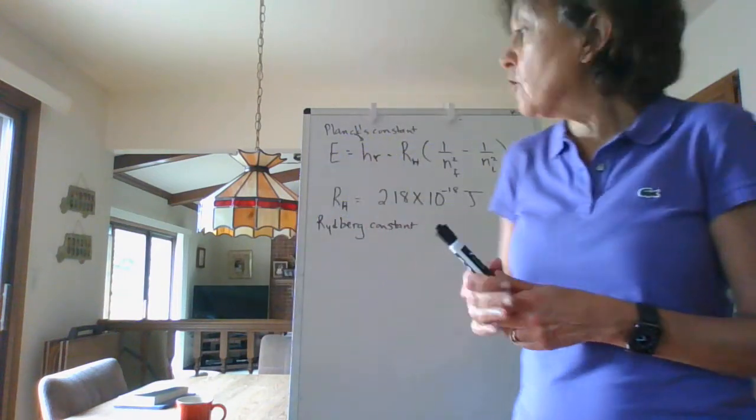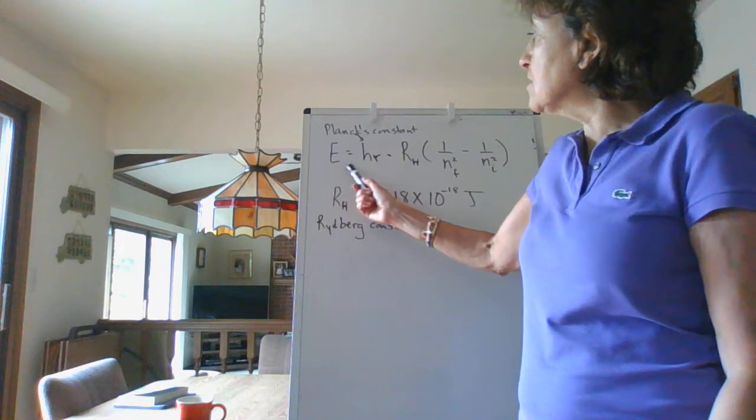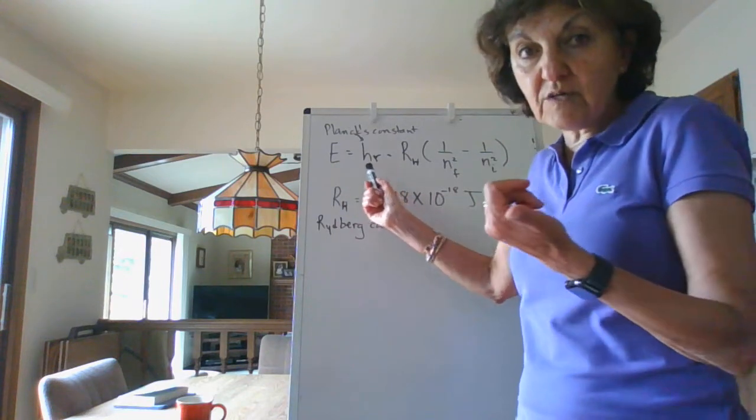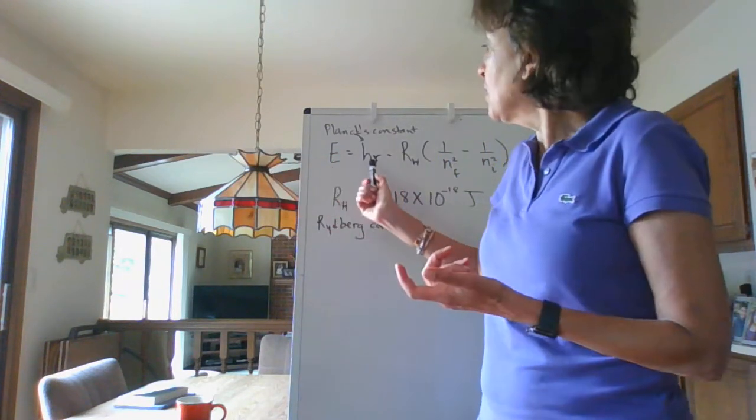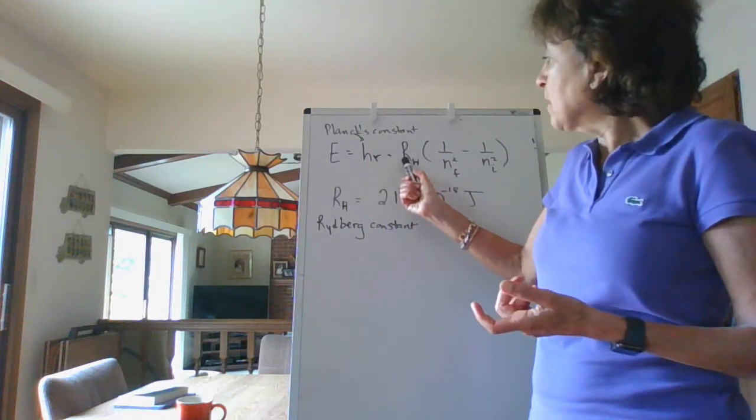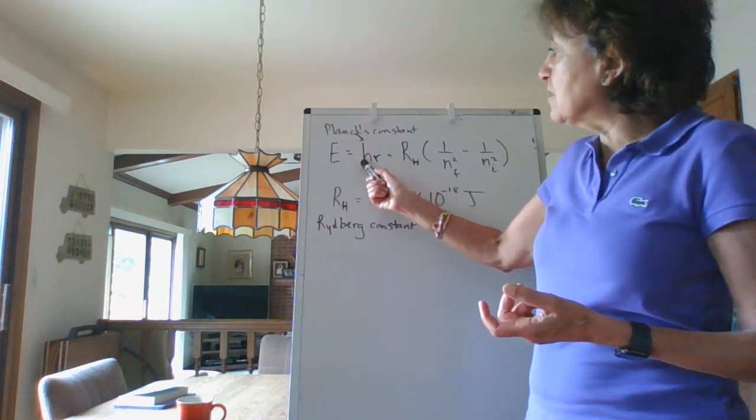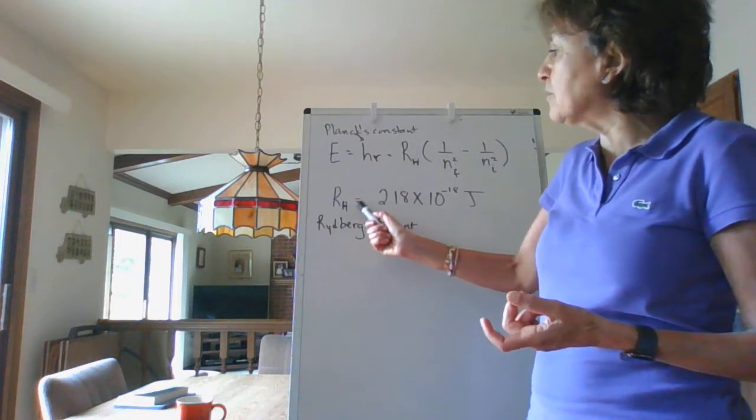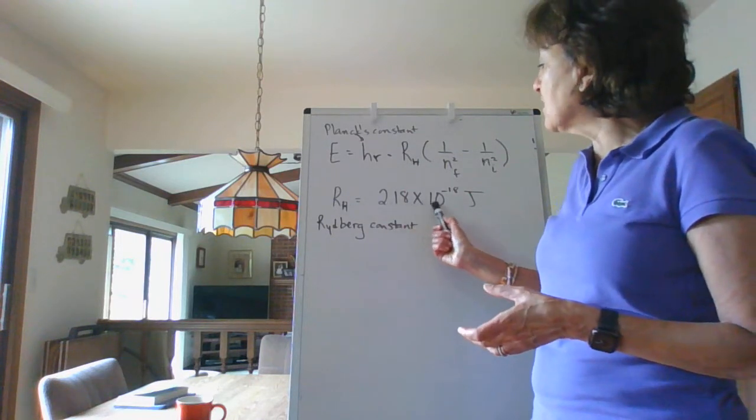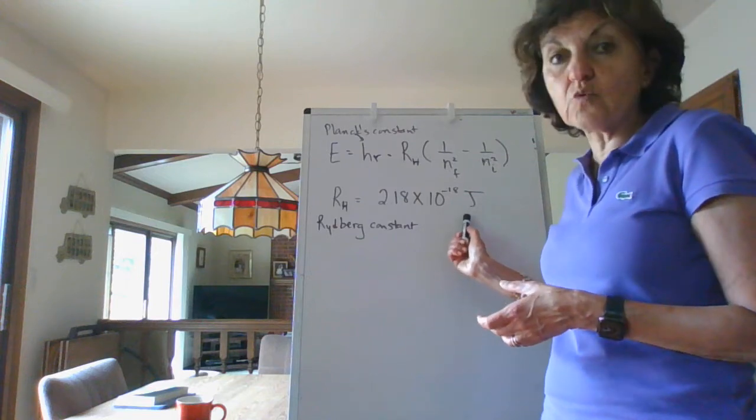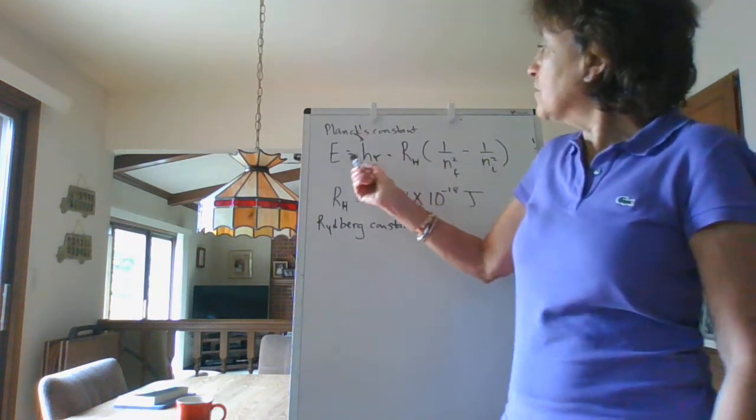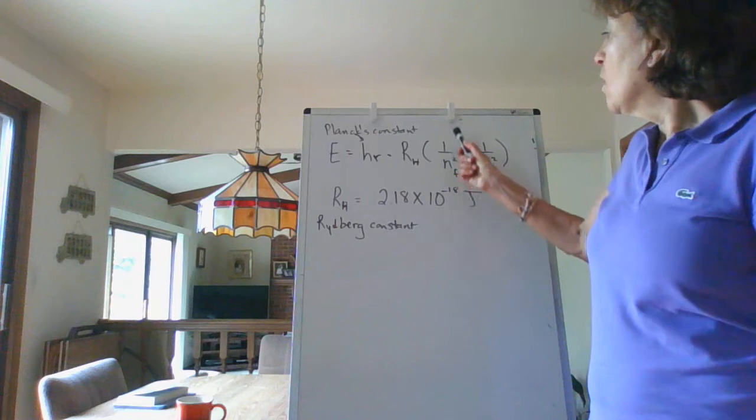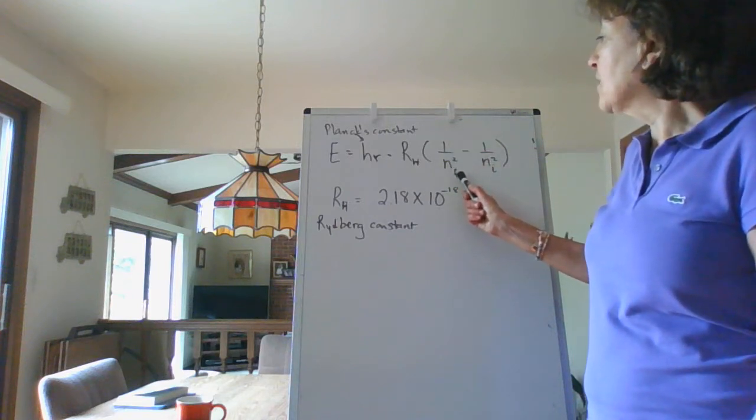Okay, so this equation here is energy is equal to h nu. That's the same as the one we saw in the previous video, but then the new part is this. This is the Rydberg constant. Remember, this is Planck's constant. We already saw that. This is the Rydberg constant. Rydberg constant is 2.18 times 10 to the minus 18 joules. Okay? Now, this equation is 1 over nf squared.